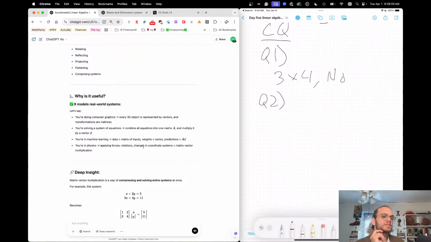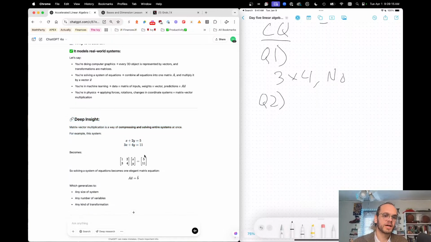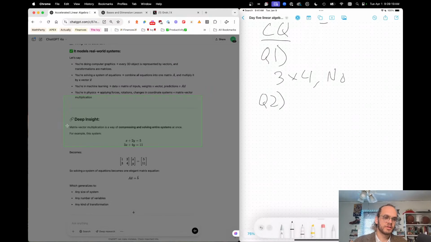And then in physics, forces, rotations, change in coordinate system, matrix vector multiplication. So matrix vector multiplication, I think I understand it now. Matrix vector multiplication is a way of compressing and solving entire systems at once. That seems like a good thing to bullet point.